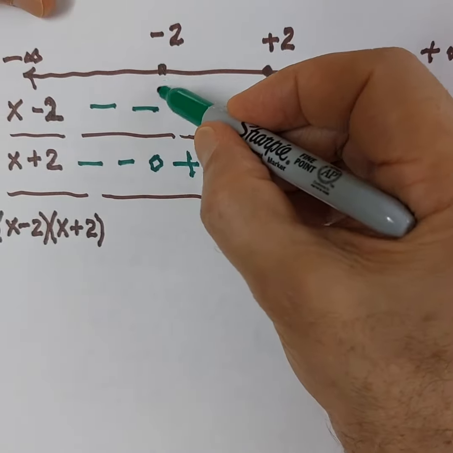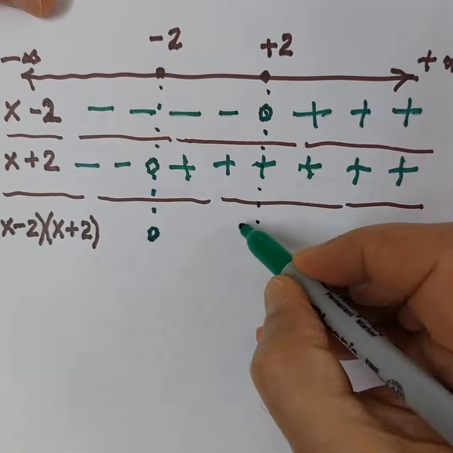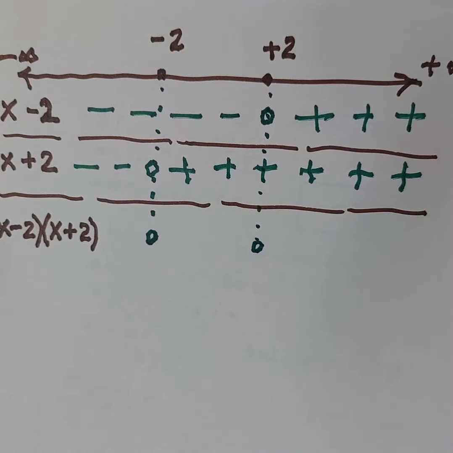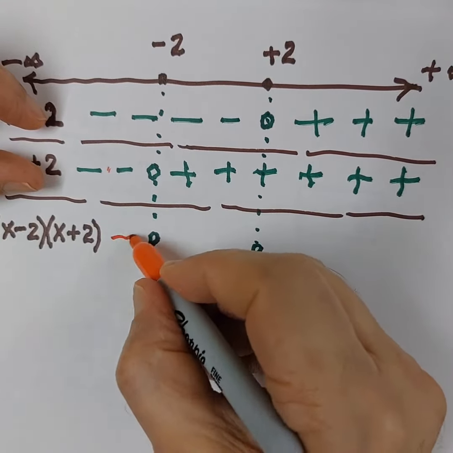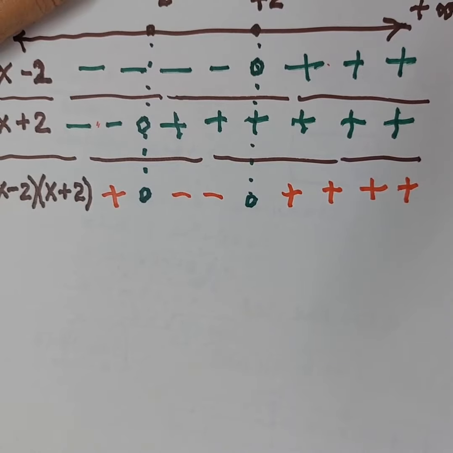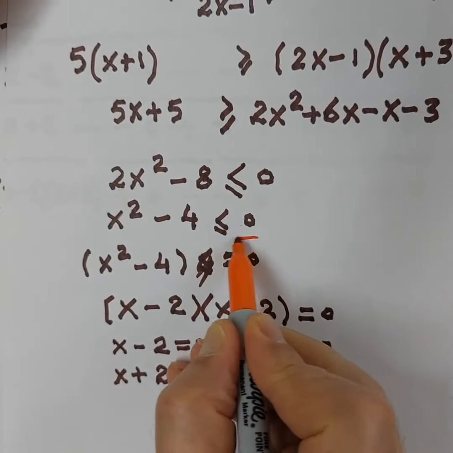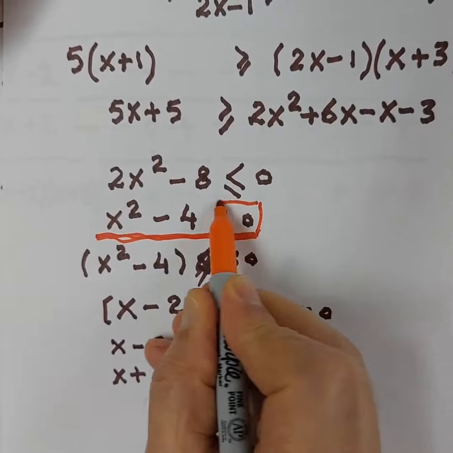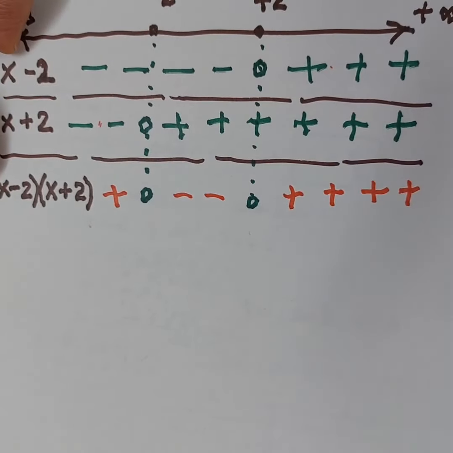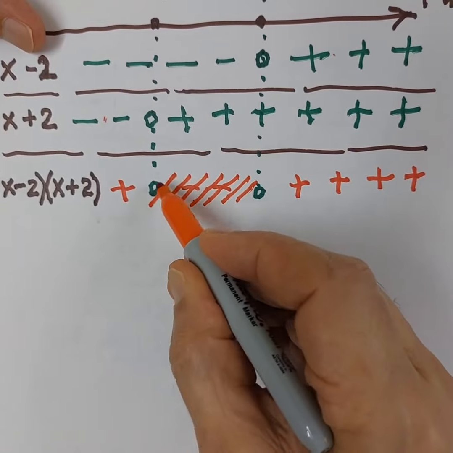So now the result here is 0, and here is 0 again. So the multiplication for these two together, negative by negative means positive, negative by positive will be negative, positive by positive will be positive. The inequality we're studying is less than or equal, that means negative or equal to 0. The negative or equal 0 is this interval. So this is the solution for this case.